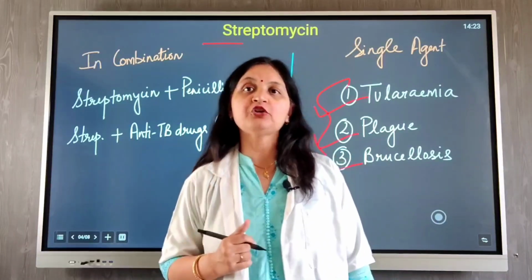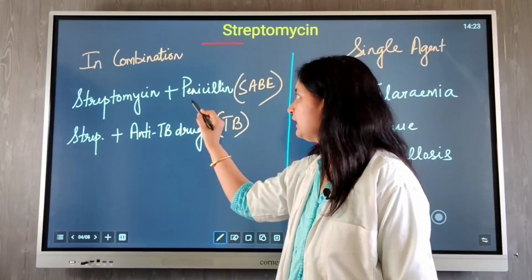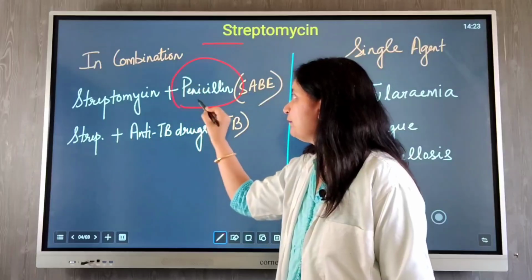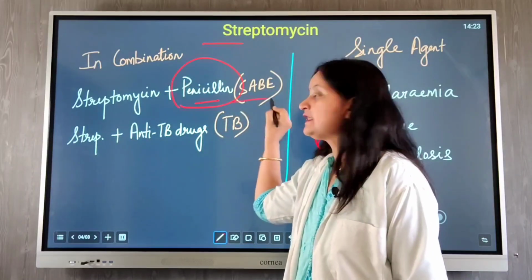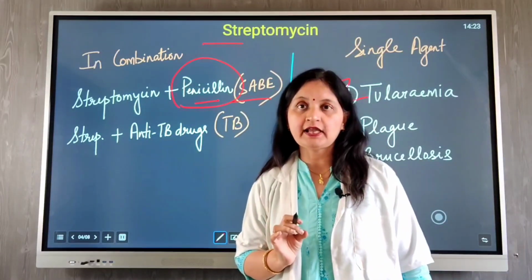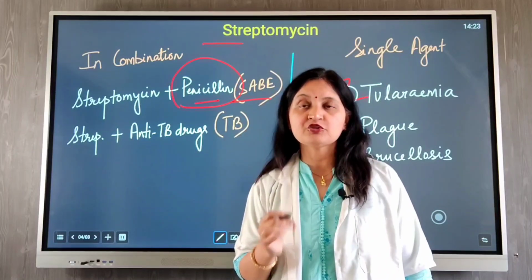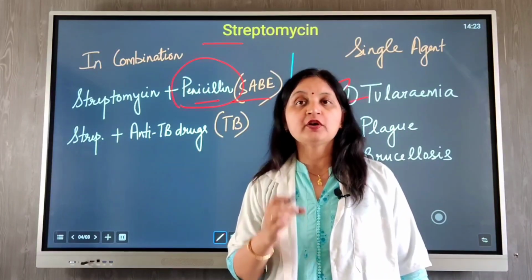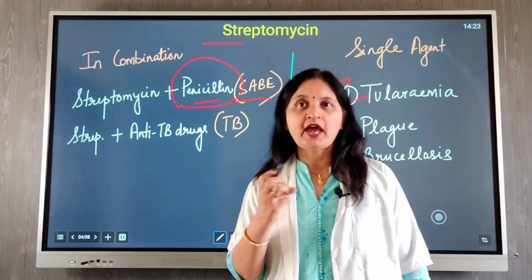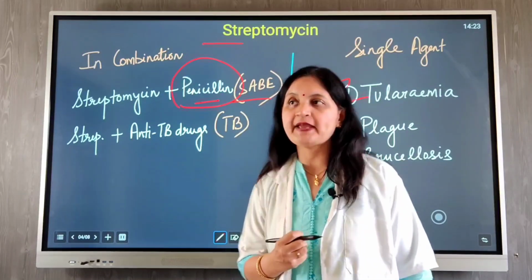They can be used in combination with tetracycline or it can be combined with penicillin in the treatment of subacute bacterial endocarditis where the causative organism is Streptococcus viridans, which is a gram-positive cocci. So to increase the coverage, aminoglycoside is combined with penicillin.